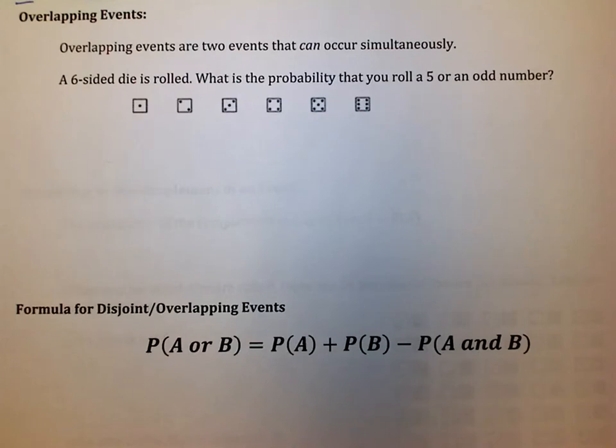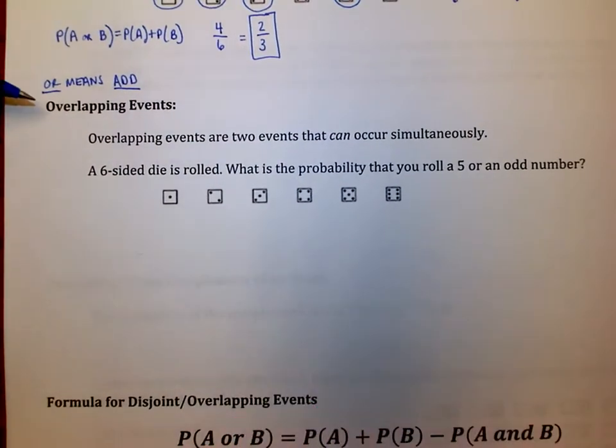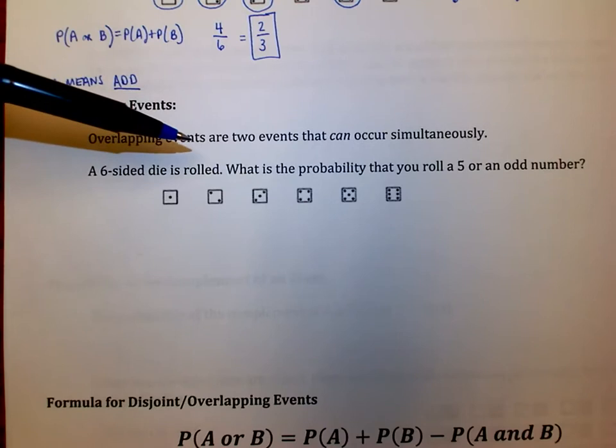Hi everybody, in this video we're going to talk about overlapping events. If you didn't watch the first video in the series about disjoint events, you probably want to go watch that first, because this one's a little bit more difficult, okay? And so what we're going to say here is overlapping events are two events that can occur simultaneously.